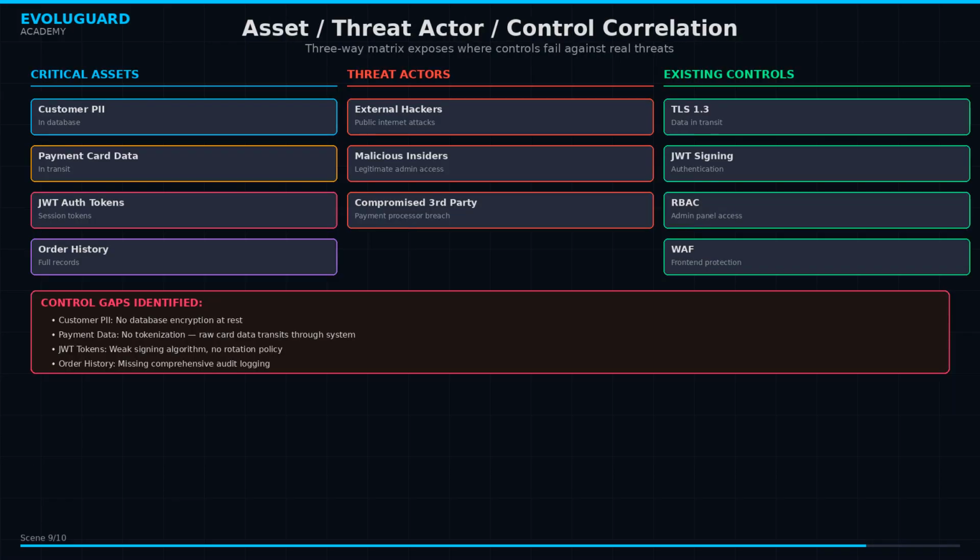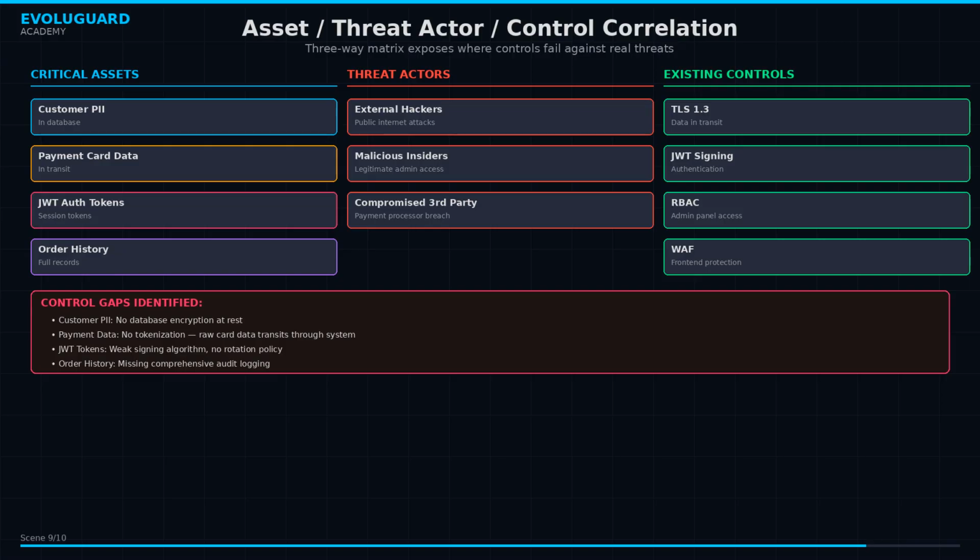Let's now correlate our assets, threat actors, and existing controls. Our critical assets are 1. Customer personally identifiable information in the database. 2. Payment card data in transit. 3. JWT authentication tokens. And 4. Complete order history. Our threat actors are external hackers attacking from the public internet, malicious insiders with legitimate admin access, and compromised third-party payment processors. Our current controls include TLS 1.3 for data in transit, JWT for authentication, role-based access control for the admin panel, and a web application firewall for the frontend.